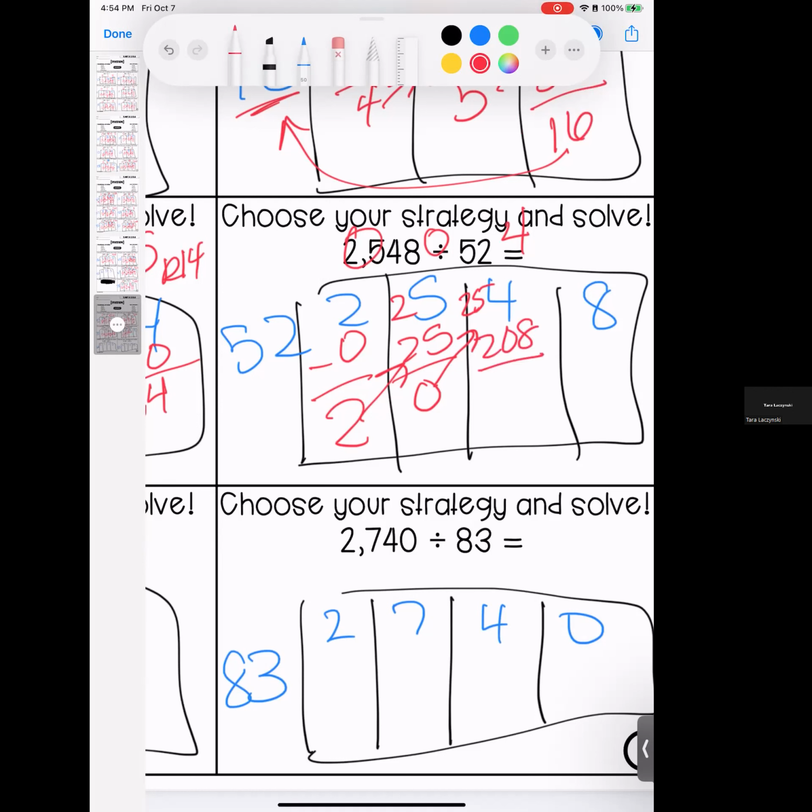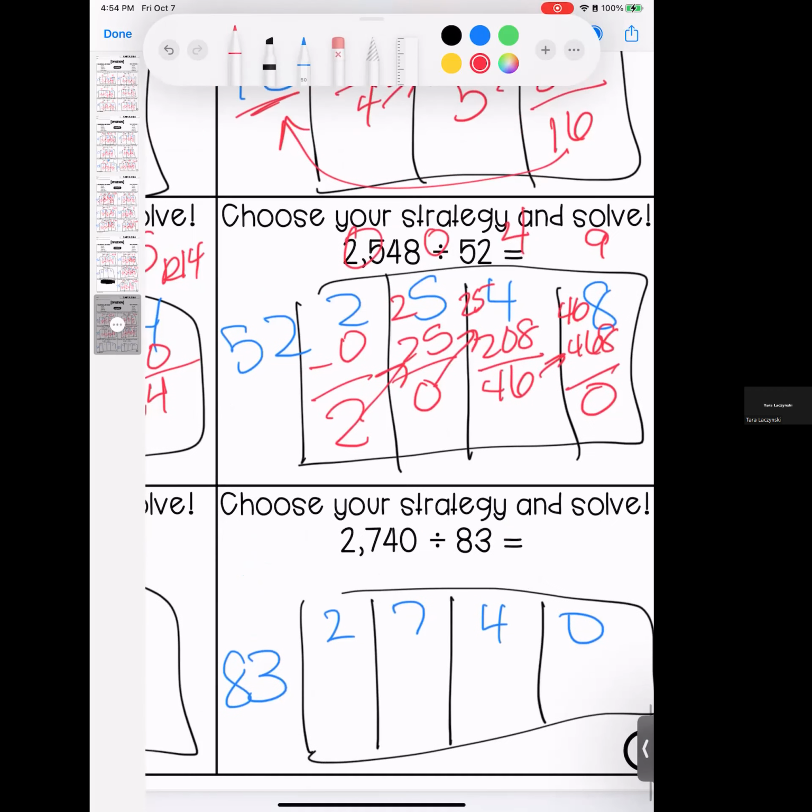When I subtract that from 254, I get 46. Feels big, but it is smaller than 52. Slide it next door. Closest we can get this time is going to be 9 times. That goes in evenly. Our answer is 49 with no remainder.